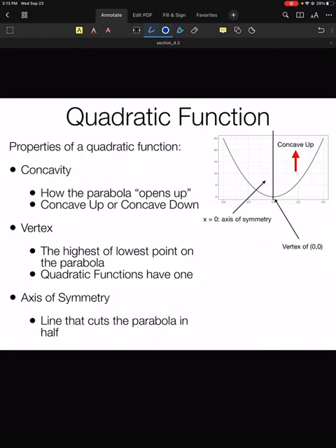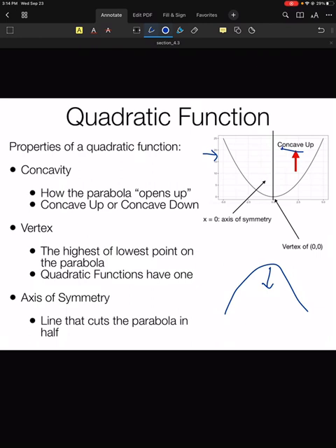Okay, so concavity is how the parabola opens up. If you view this picture of the quadratic over here, you can see that the graph looks to be opening from bottom to top, or it looks like it's opening upward. And so we're going to call any quadratic function that opens upward concave up. So it looks like a U. Conversely, if we have a function that looks like that, it looks like it's opening downward, and so it would be concave down. So we have concave up and concave down.